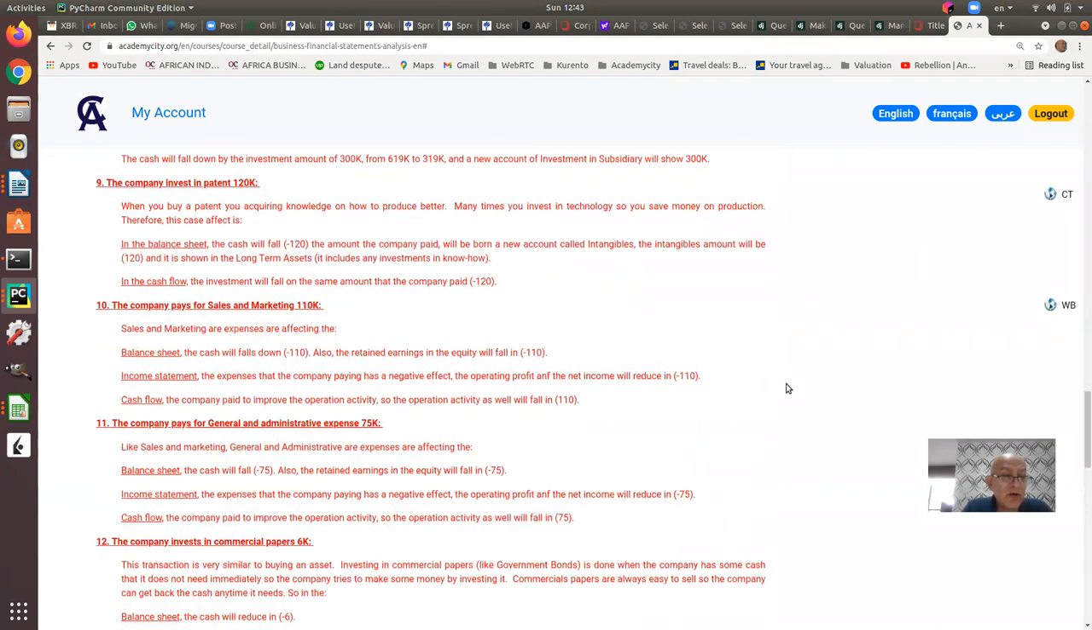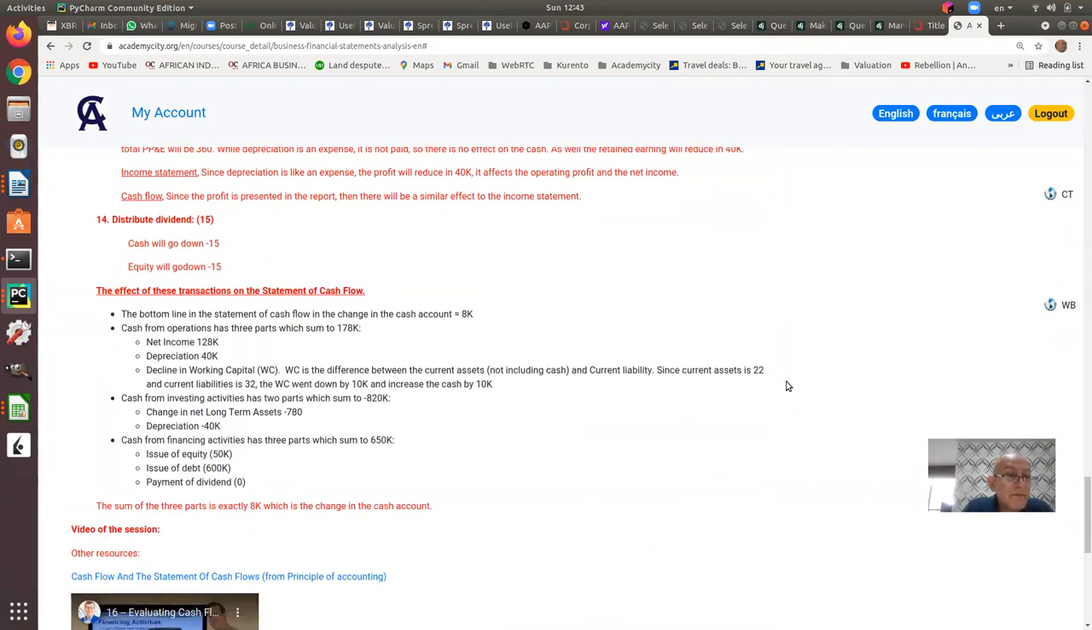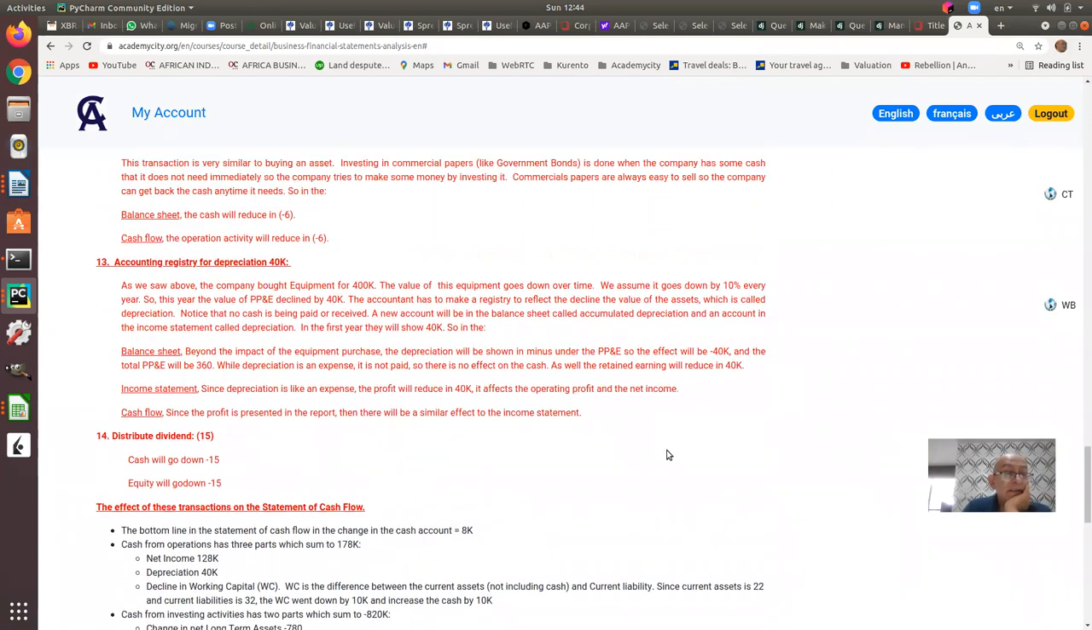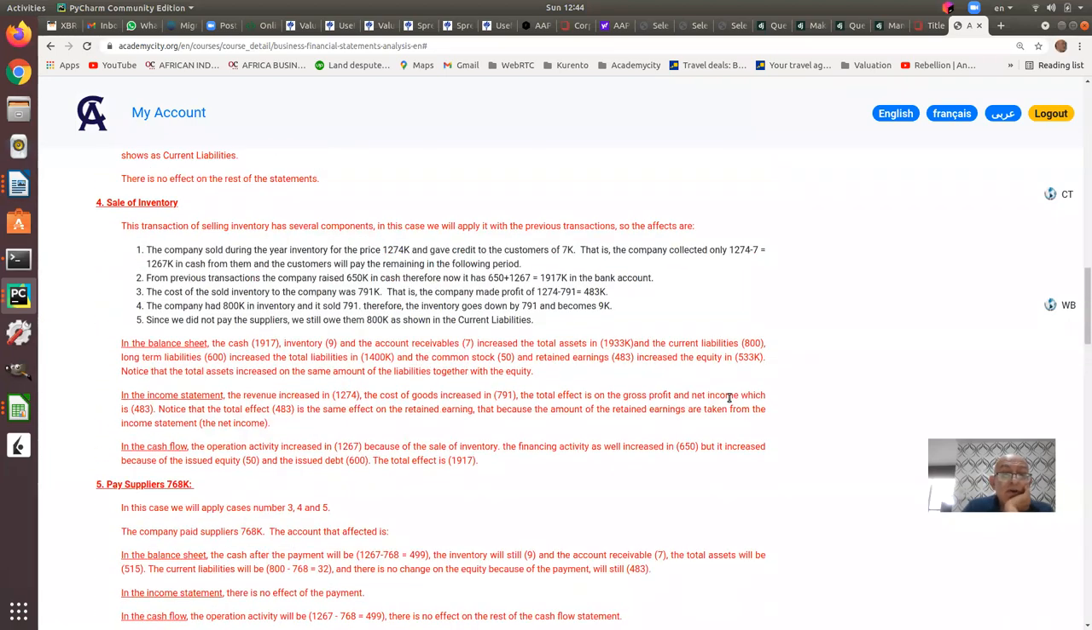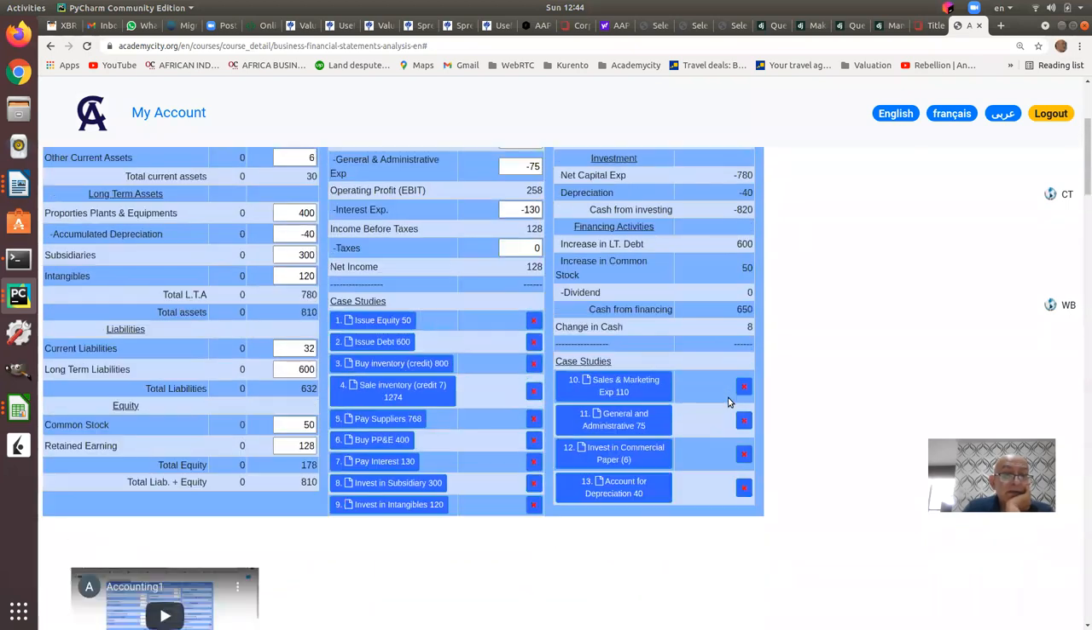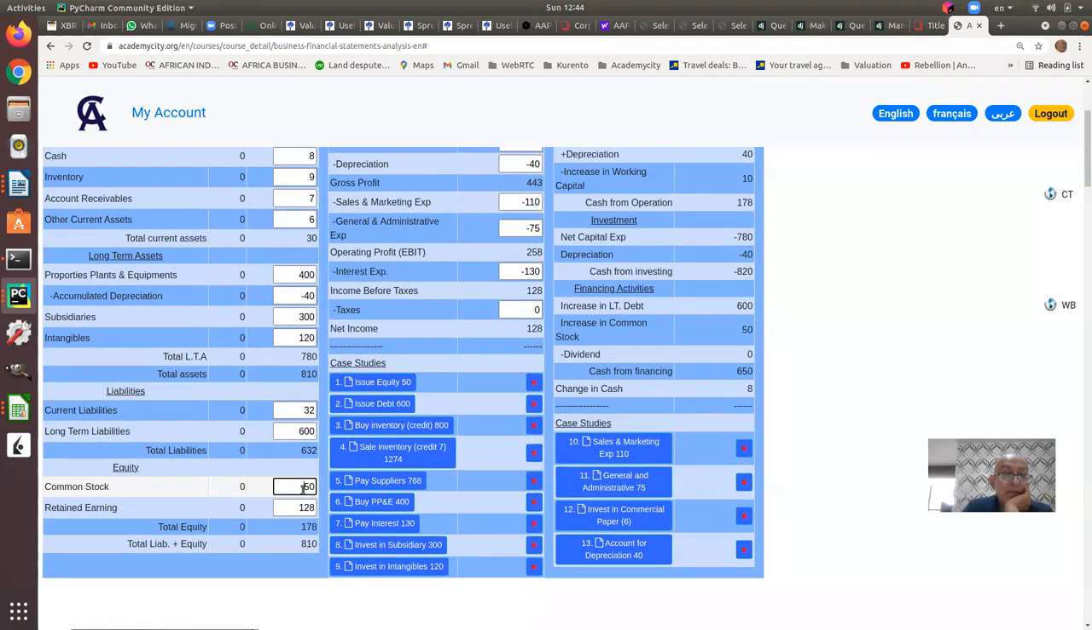I think I have a description here on dividend. 14, by the way, look at that. The company distributed dividend to shareholders. What does it mean, dividend? When the company is really giving cash to the owner. Remember, the owner gave 50,000 to the company. What the company has done, they gave some interest to the bondholders, to the bank. The bank got 130 because they gave them 600.